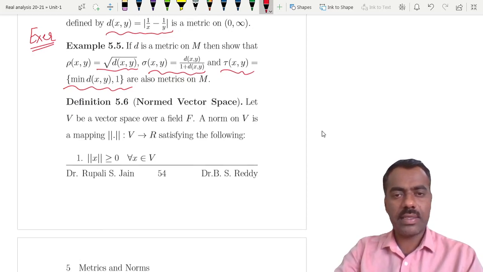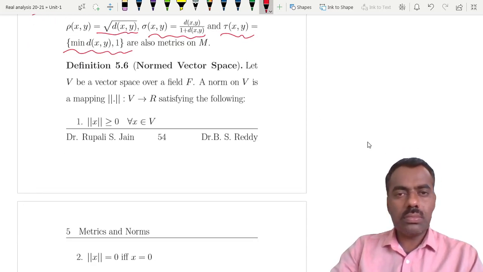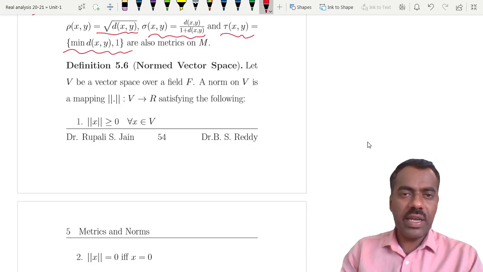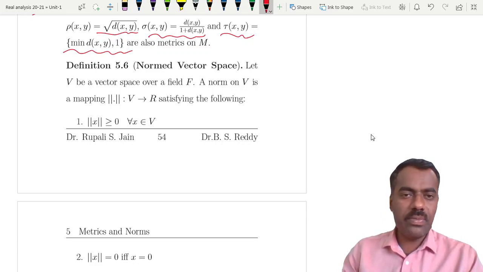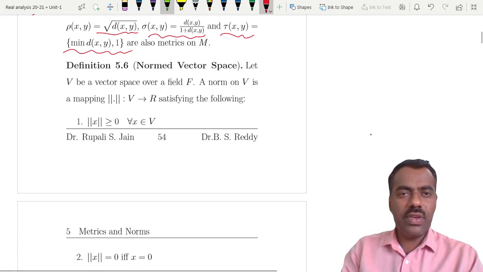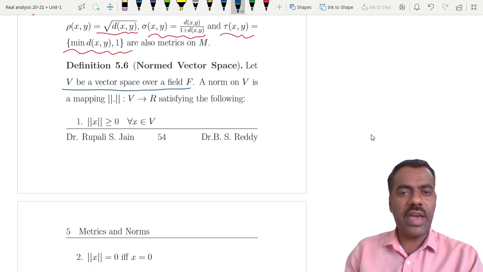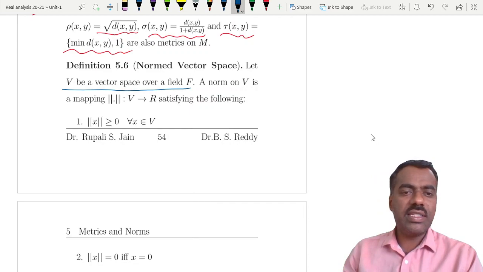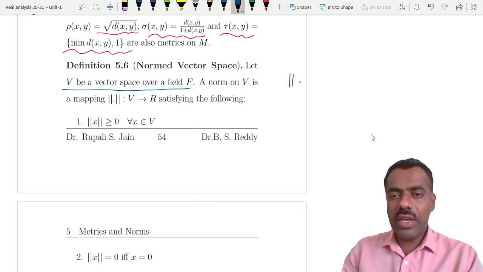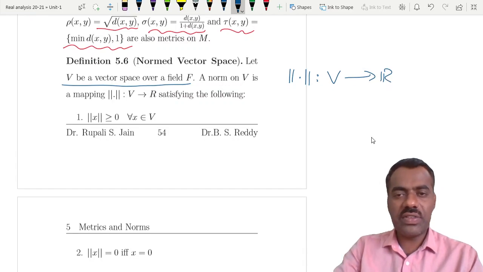I'll explain next class. Okay, so once we have defined a metric and a metric space, we can talk about a normed space also, a normed vector space. So take V, which is a vector space over a field F, then a norm is just like the length of a vector. A norm on V is nothing but a map from V to R which satisfies the following.